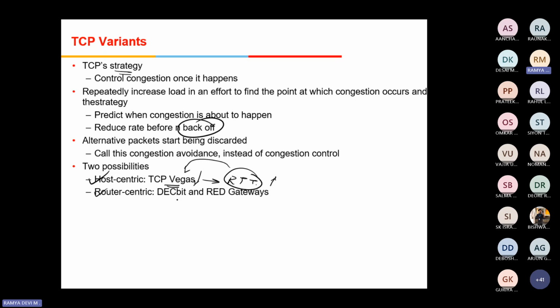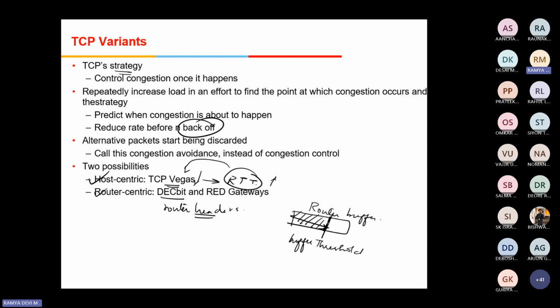In the router-centric approach, we have discussed two things. It is the DEC bit. The DEC bit is a single congestion control bit which will be there in the router headers. If the average queue length exceeds the queue size, this is my router buffer, this is my capacity, and this is my threshold size of the buffer. So if this threshold value is exceeded, what will happen?